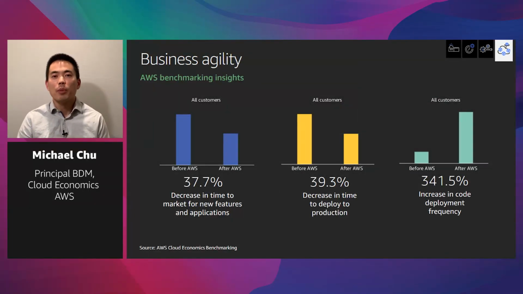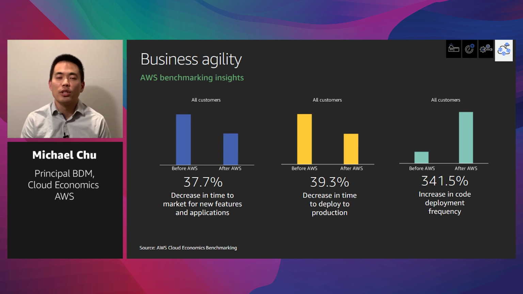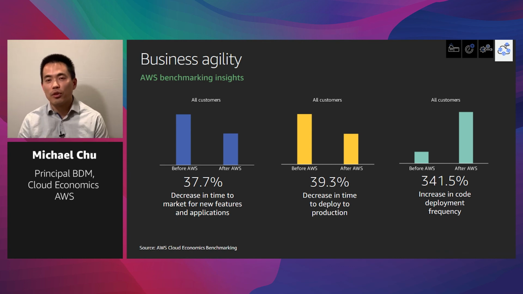Now, how do we use benchmarking? Again, we see that the time to market decrease from our data set was 37.7%. Customers also saw a 39.3% reduction in the time to deploy code. And lastly, we saw that code deployment frequency increased dramatically by over 340%. And similar to the other dimensions of value, we can use these percentages, for example, the 37.7% reduction in time to market, again looking at the peer set that's relevant for you, to inform our top-down business case.